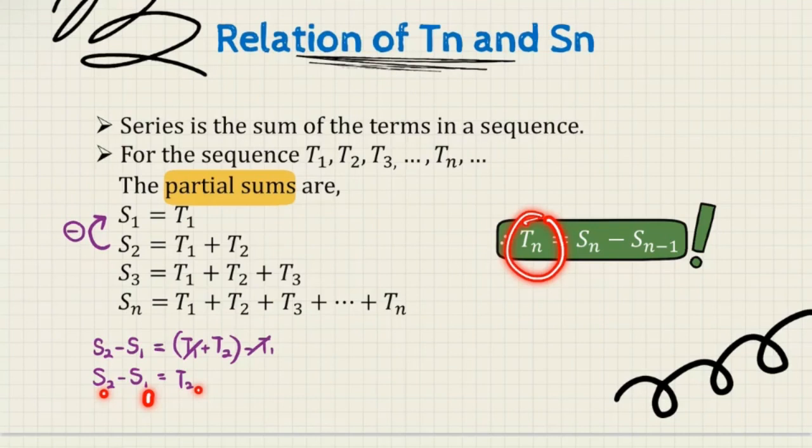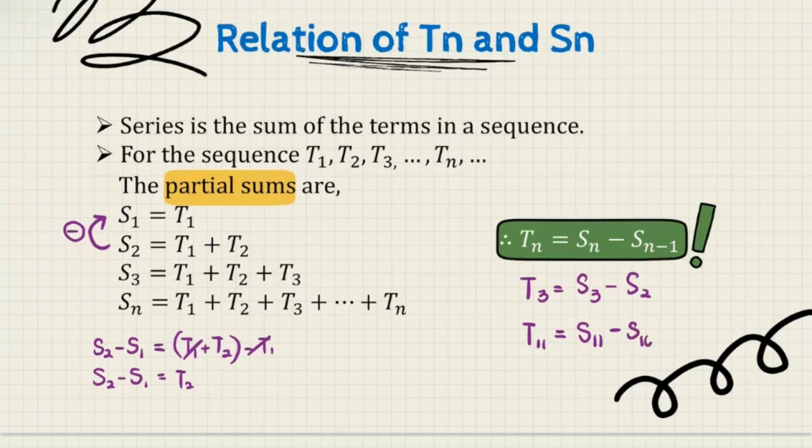Okay, so kalau let's say saya nak dapatkan T3. So T3 datangnya daripada mana? S3 minus S2. Okay, so let's say saya nak dapatkan T11. T11 datangnya daripada mana? S11 minus dengan S10. Okay, so ini adalah relation antara Sn dengan Tn.